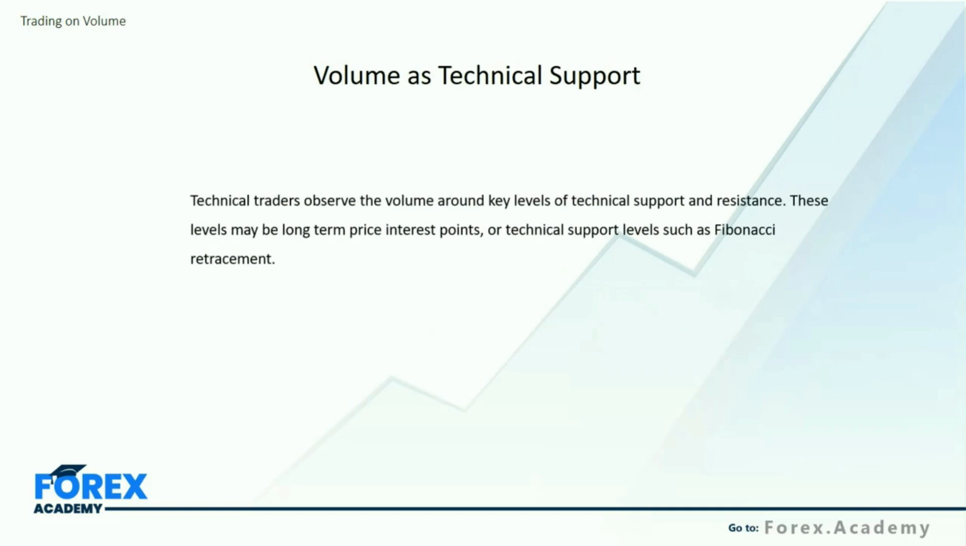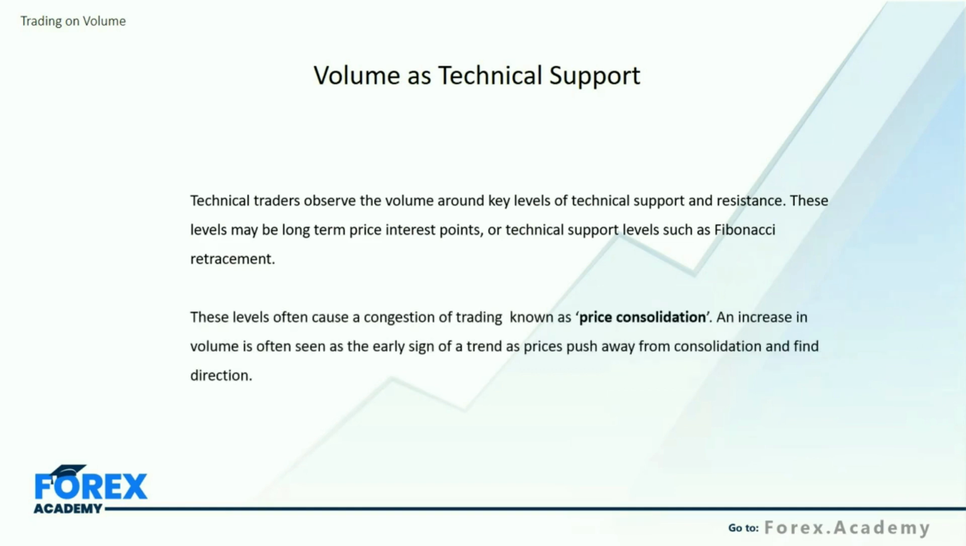Let's look at volume with technical support. Technical traders observe the volume around key levels of support and resistance. These levels may be long-term price interest points over a long time period, or technical support levels such as an indicator like a Fibonacci retracement. These levels can often cause a congestion of trading. And what this is known as, guys, is price consolidation.